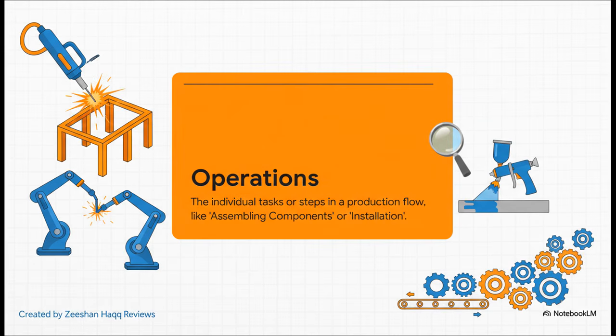And finally, we define the what. What are the actual steps in our manufacturing process? Each one of these tasks, whether it's cut material, weld frame, or paint surface, gets defined as an operation. These are the fundamental building blocks that we're going to sequence together later on to create our full production route.